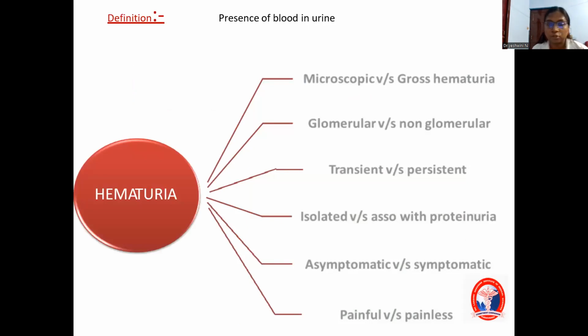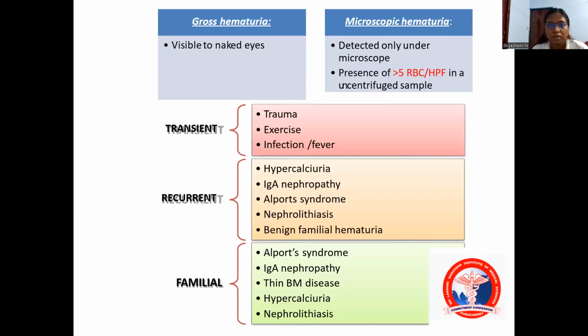Hematuria could be either microscopic or gross, or a glomerular cause or a non-glomerular cause, or transient versus persistent, isolated versus associated with proteinuria, symptomatic versus asymptomatic, or painful versus painless. We have already defined hematuria: more than 5 RBCs per high power field in an uncentrifuged urine sample. Gross hematuria is what you can even see with your naked eyes. Microscopic is only visualized under the microscope.